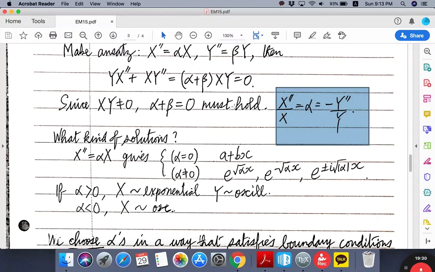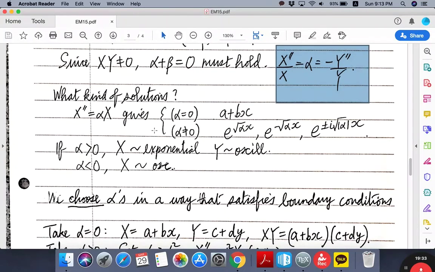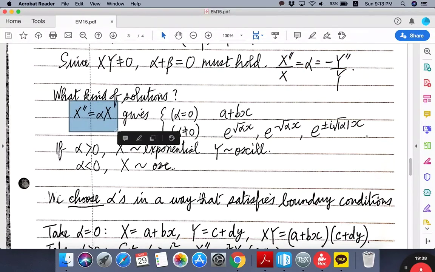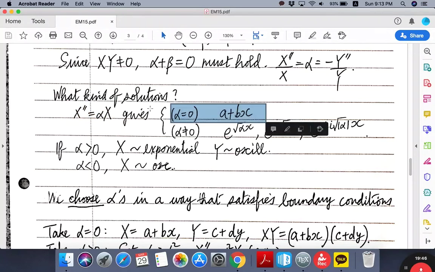But what are the solutions? Well, the solutions are quite easy to find, because this is nothing but a second order ordinary differential equation, one of the simplest second order differential equations. And the answer is that, because we haven't really talked about what kind of values to give to alpha, we have to assume for the moment that alpha can be anything. So when alpha is zero, then the second derivative is zero, that means the solution has to be of this form.